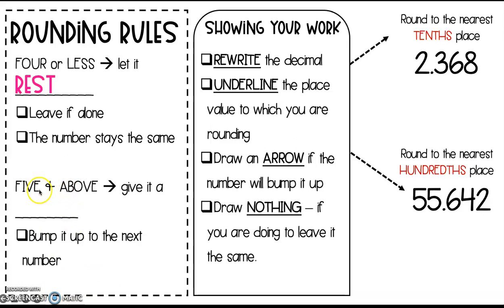Now, if it's 5 and above, we're going to give it a shove. That means we're going to bump it up to the next number. So 5, 6, 7, 8, 9. Any of those numbers that we see right next to it, we're going to bump that number up.